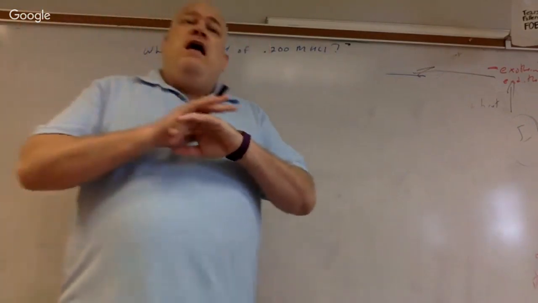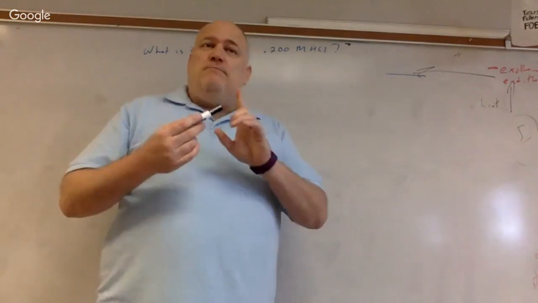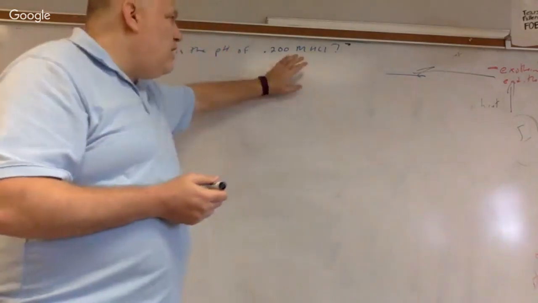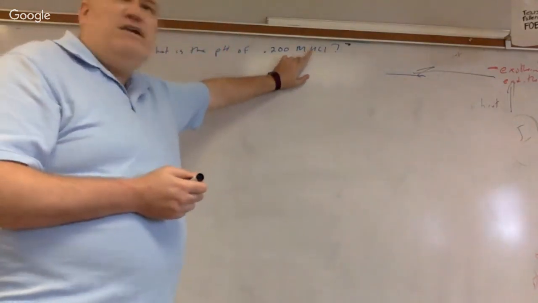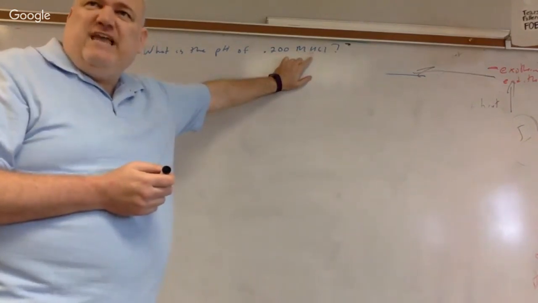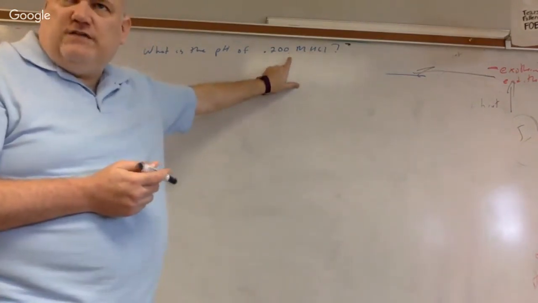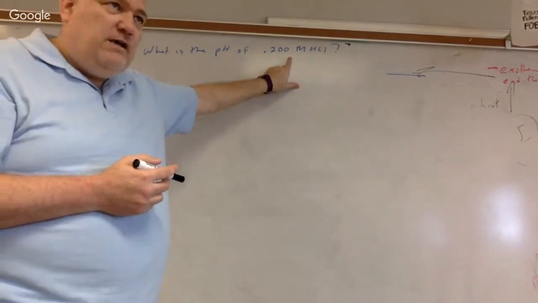Now, can I make it really simple for you here? Every time that we do a pH problem and we're dealing with a strong acid, we automatically know what the H+ concentration is, because it's going to be the same as whatever the concentration is of the strong acid. Are you all with me on that here?